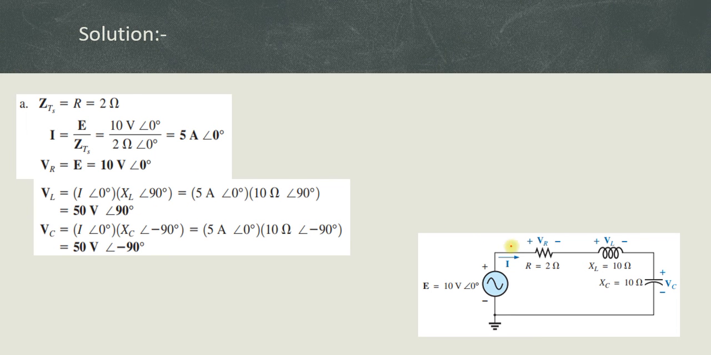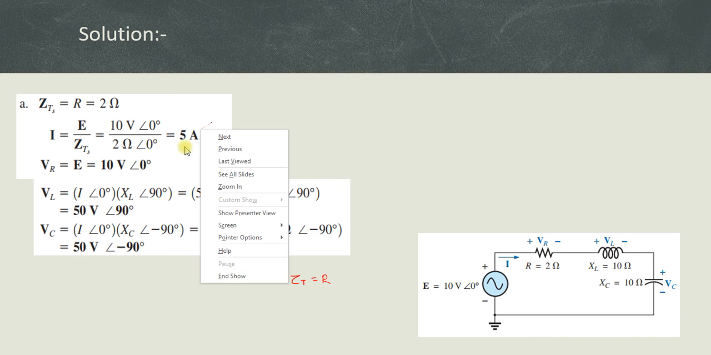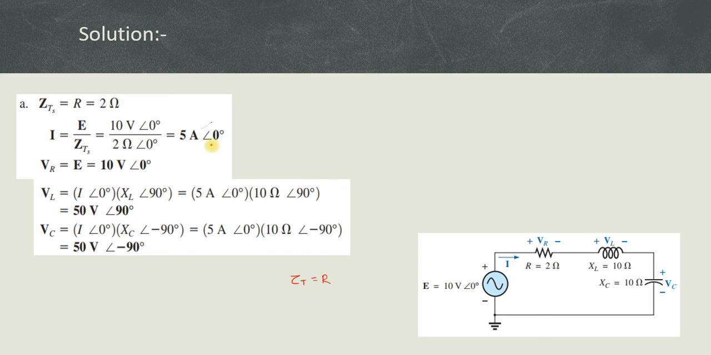At resonance condition, we know that Zt is equal to R, so that my current I equals simply E divided by R, which is equal to 10 divided by 2, which is equal to 5 ampere. And the angle between the current and the voltage is 0 degree, because it is a pure resistive circuit at resonance condition.